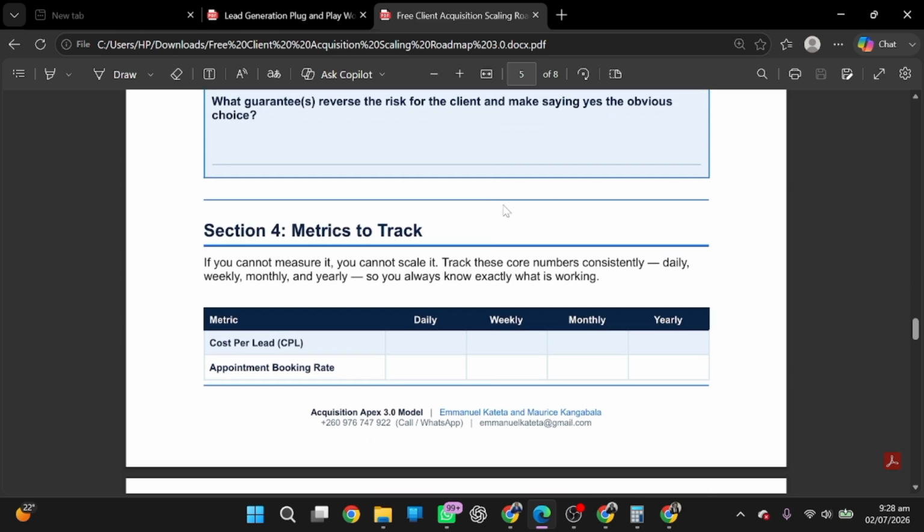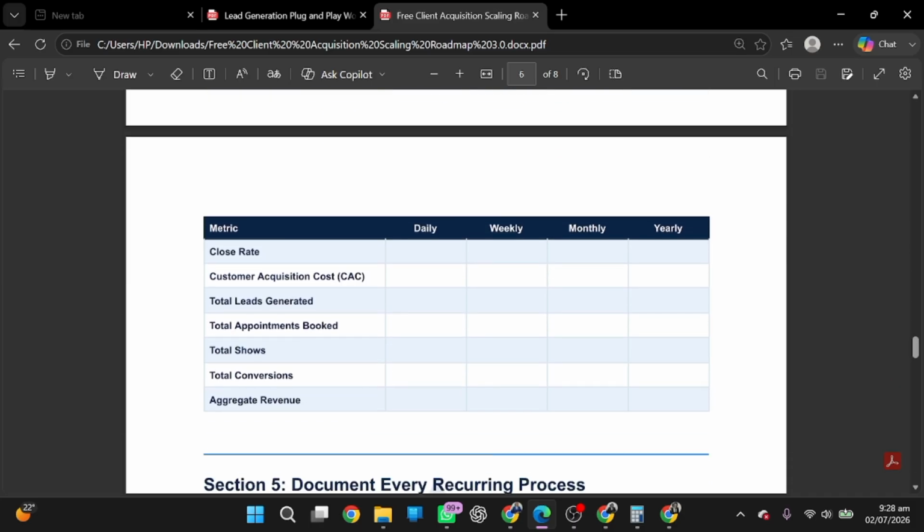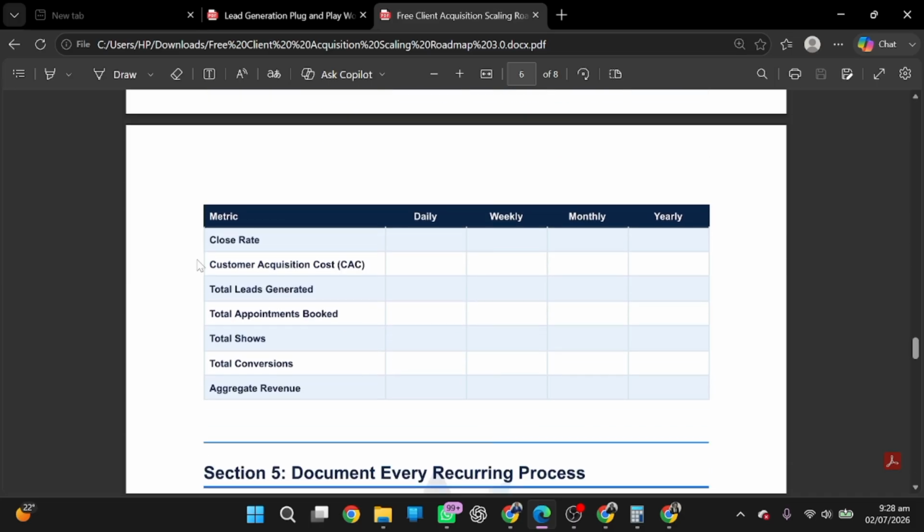So section four: some metrics to track on a daily basis. Cost per lead, what's the cost per lead currently? Appointment booking rate, what's your appointment booking rate? What's the close rate? What's your customer acquisition cost? Total leads generated, total appointments booked, total shows.